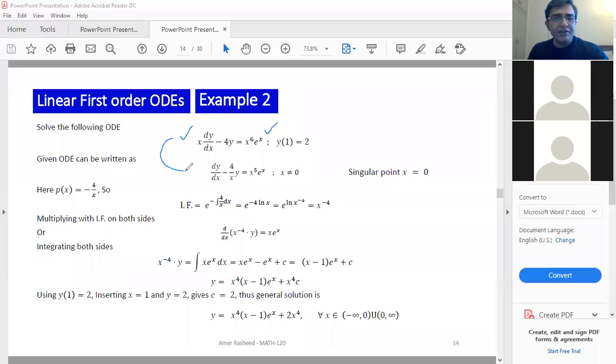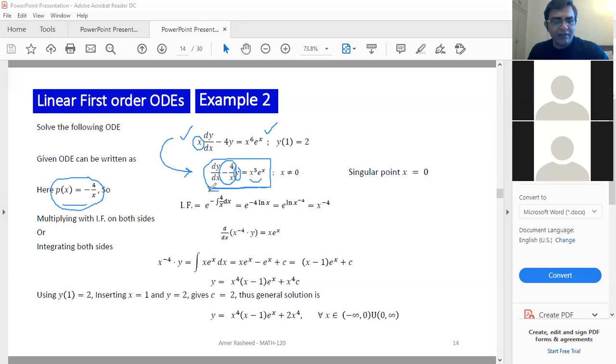What we do here, we write this general form into standard form first. How can we write it? We divide the whole equation by x. We have here now 4 by x, and x raised to the power 6 will be x raised to the power 5 into e raised to the power x. Now this equation is in the standard form. Now what is p of x? P of x is the coefficient of y, which is minus 4 by x.